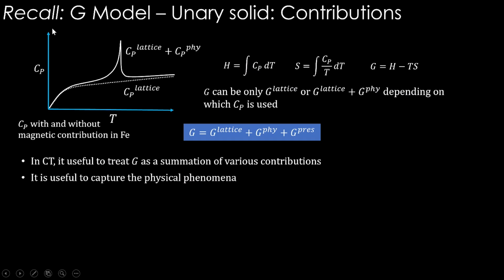You may recall what we have seen for the unary Gibbs energy model, where we have split the model into different contributions like this: G lattice plus G physical plus G pressure. This G lattice is without any physical contribution such as magnetism. For example, if you look at the Cp versus T for an element like iron, you will have Cp without magnetism like this, and when the magnetism is added, it's going to look very different. And this has to be modeled separately and added, and that's how we add this G physical term. And if there is a contribution due to pressure, then we have to add that separately.